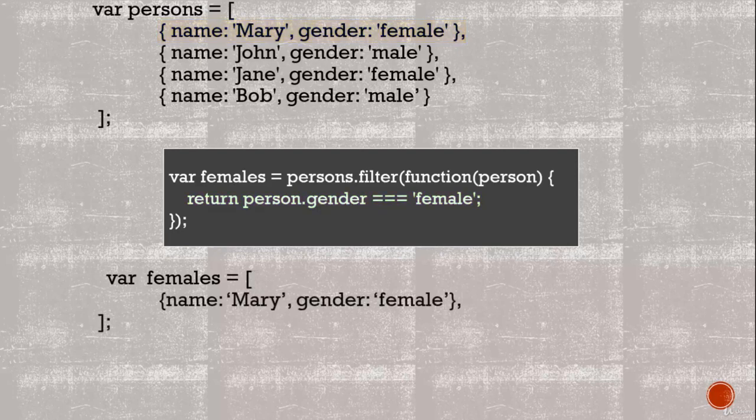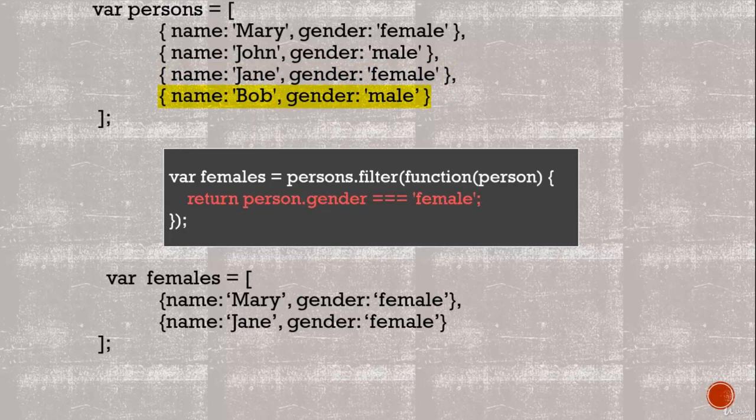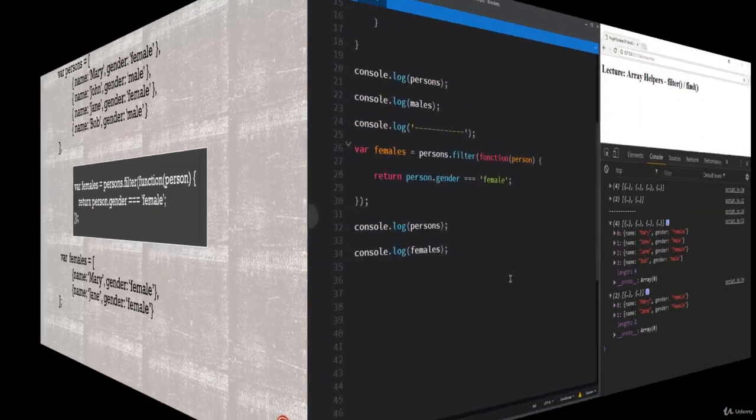The function is executed for the second object, which has name property John and the gender male. The condition is false, so the function returns a false value and therefore the object is not added to the array. Then in the same way, the function is executed for the third object, Jane. The condition is true and the object is added to the array. As for the fourth object, you see that the gender is male. The function returns a false value because the condition is false. Therefore, the object is not added to the array. Alright, that's the way the filter helper actually works.